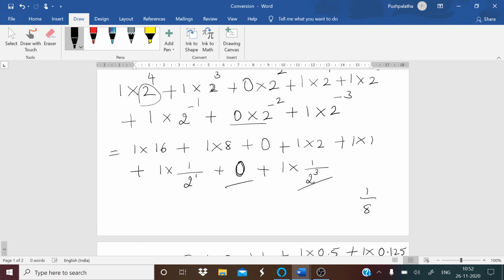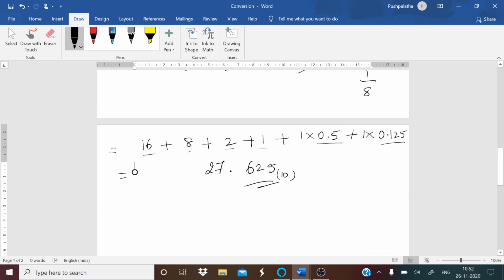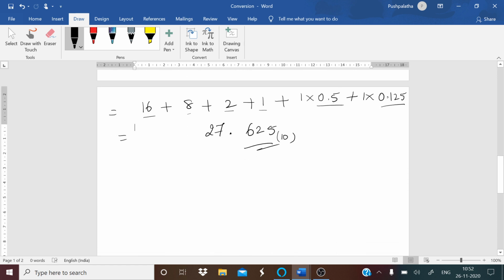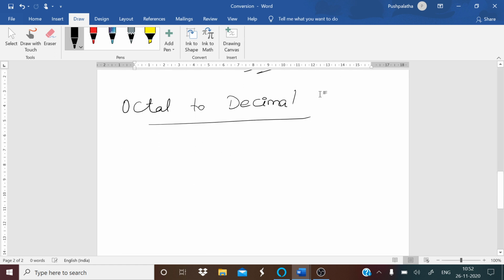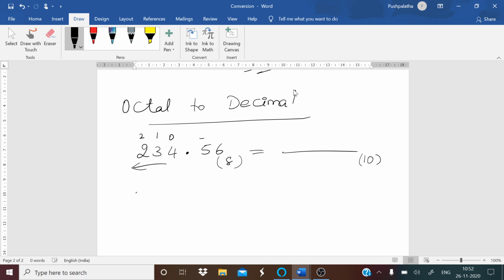Okay, in the same way we will go for octal also, but the only difference is that instead of taking the base as 2 and multiplying by 2, we are going to multiply by 8. So octal to decimal conversion. Take the number, for example 234.56, which is in base 8, to be converted into base 10. To the left side of the decimal point, 0, 1, 2, and then minus 1 and minus 2 to the right side.